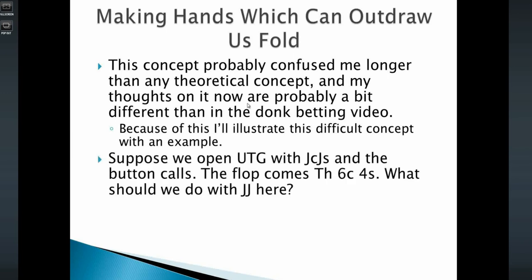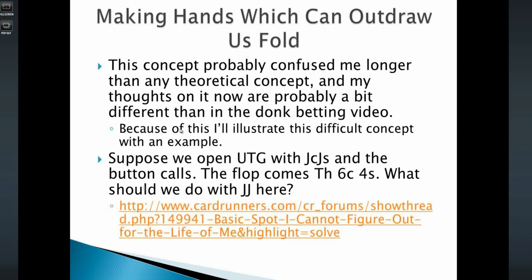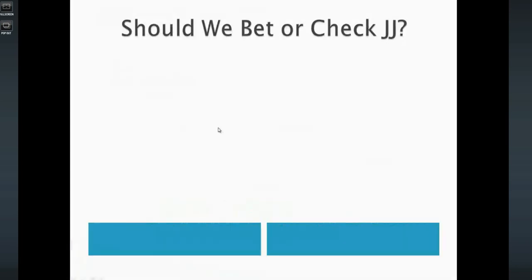Suppose we open under the gun with pocket jacks and the button calls. The flop comes 10, 6, 4, rainbow. What should we do with jacks here? I know that's a lot of typing, but if you want to search it out, the title is "Basic Spot I Cannot Figure Out for the Life of Me." It's a hand history I posted a while ago on Card Runners. There's some good discussion about this there, and this was a spot I was really thinking about not too long ago. Alright, so should we bet or check jacks on that 10, 6, 4 flop?